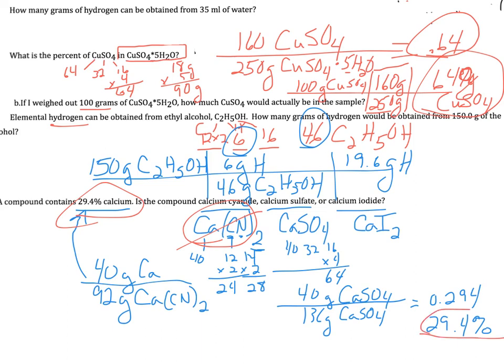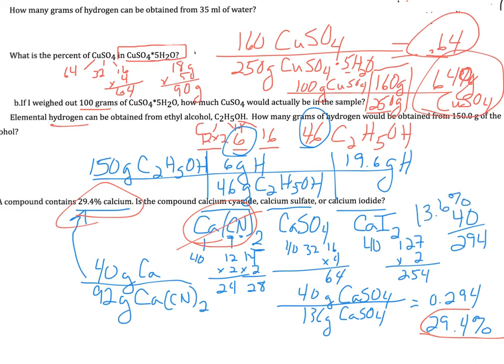Just to double check, we'll do this last one. Calcium is 40. Iodine is 127, and there's two of them, so multiply that by 2. That comes out to be 254 plus the 40, so that's 294. So it's 40 divided by 294, and that is going to be much less than 29%. That's going to come out to be 13.6%. So this is 13.6% calcium.